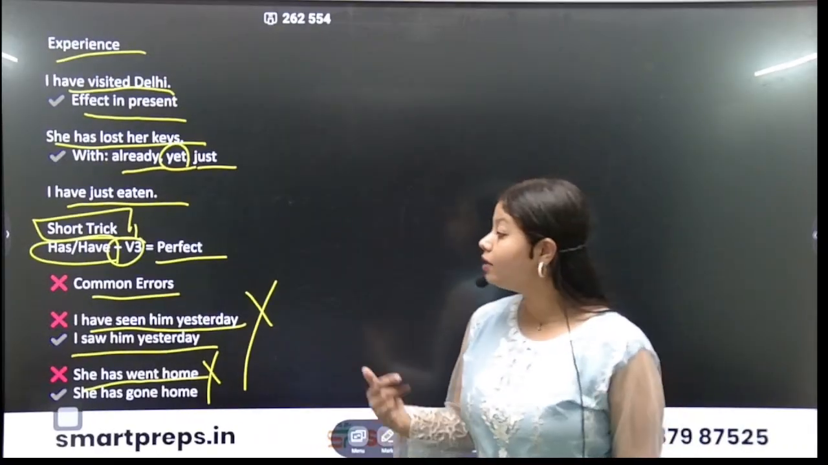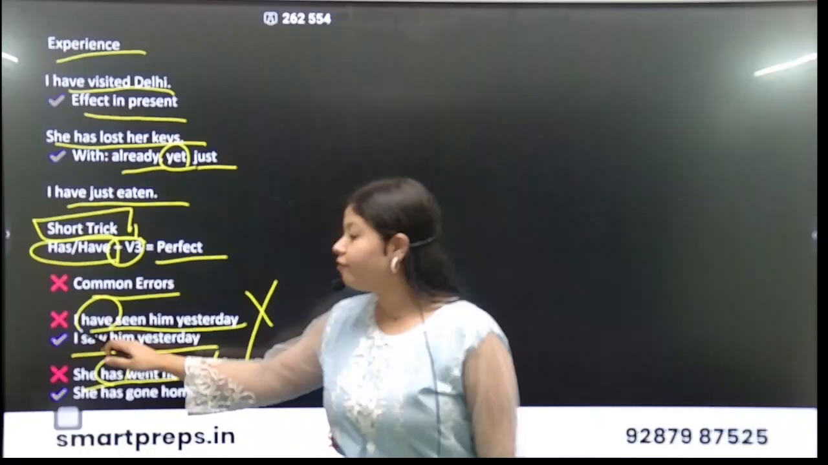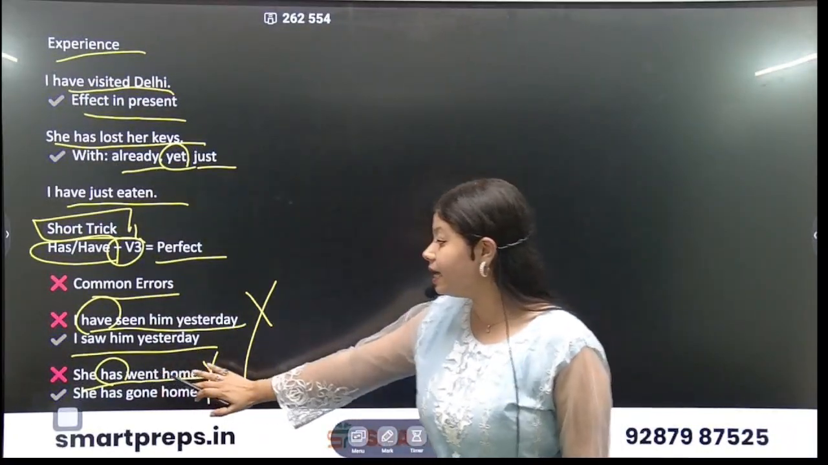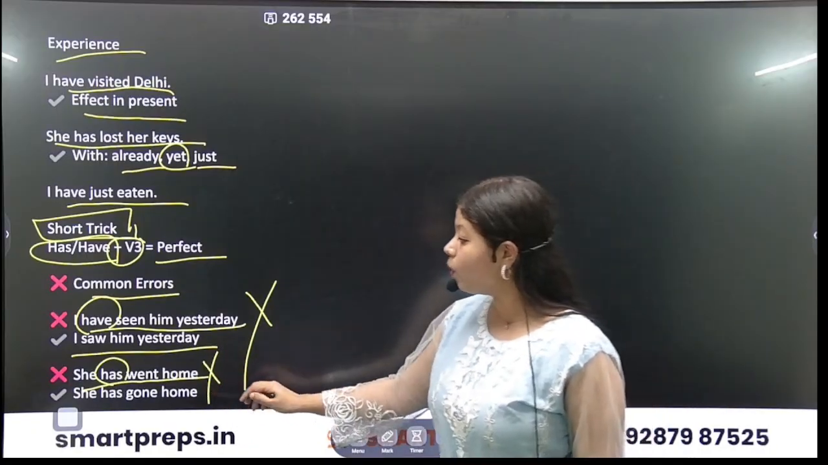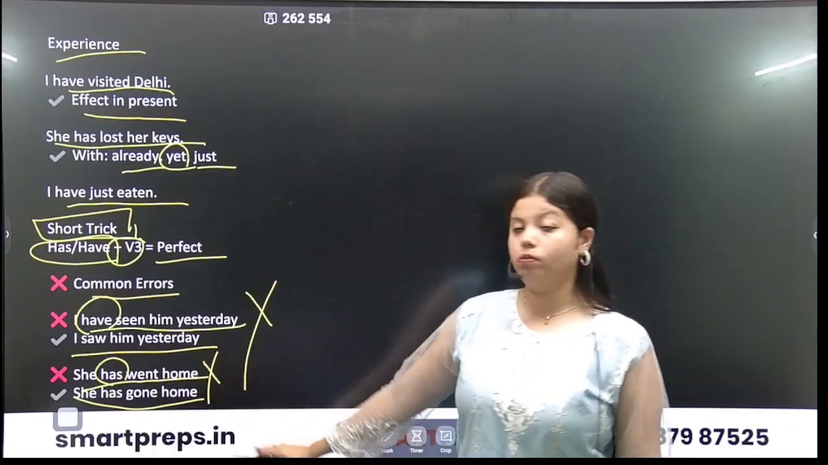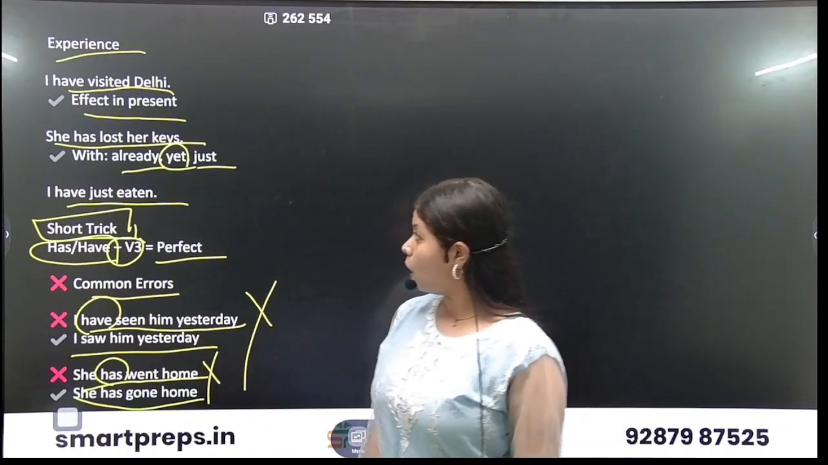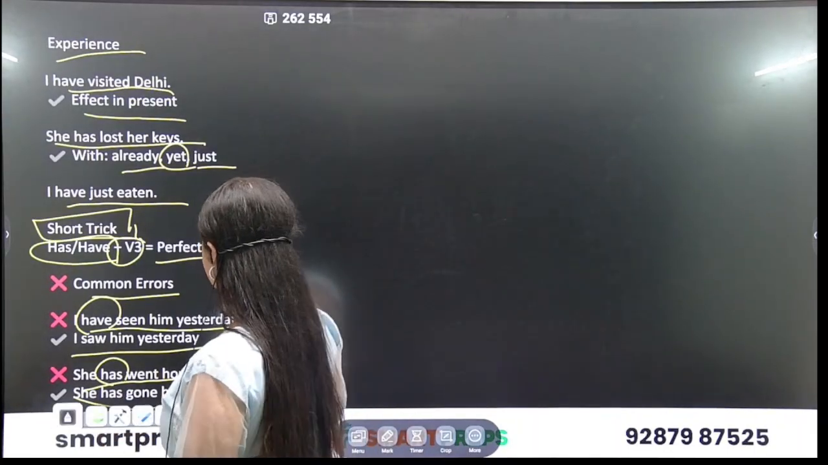Okay, we will not structure it this way: "She has went home." Although there is has here, although there is have here, we have to check the correct grammatical sentence. So grammatically it is wrong even if we are using has or have in the sentence. So it will be what? She has gone home. The verb usage is wrong. Okay, so that is why "she has gone home" will be the correct sentence.